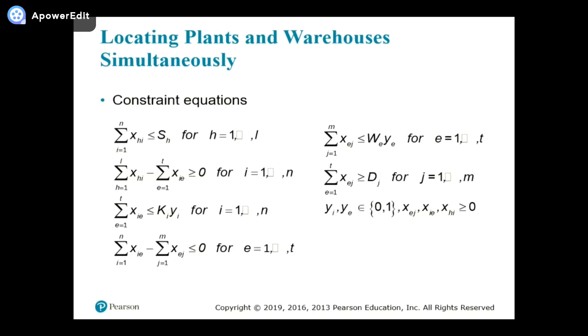Now, constraints, we consider the same types of constraints. It's only that right now it's related to more number of hierarchies. So, for example, the first constraint specifies that the supplier H's supply capacity cannot be exceeded.